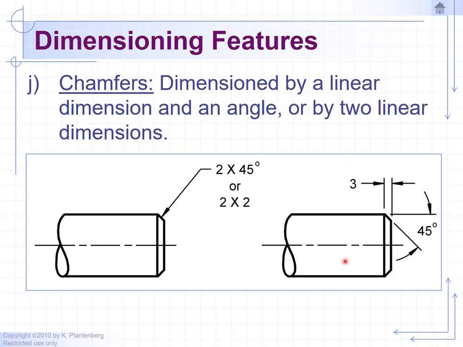If you have the room, you can do it the long way by calling out the angle, 45 degrees, and the length from this imaginary intersection point to the edge of 3. So that's another option. It takes up a lot more room, but you do have the option of calling it out this way.